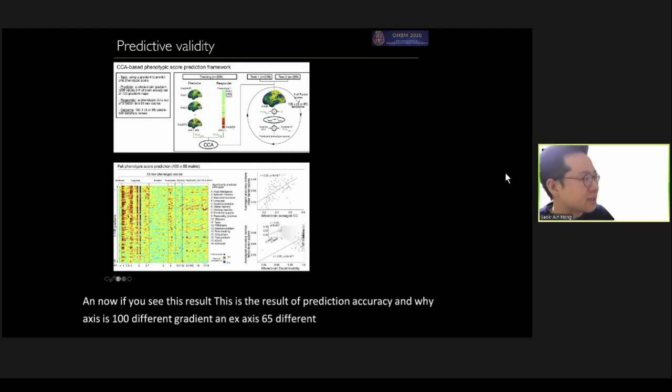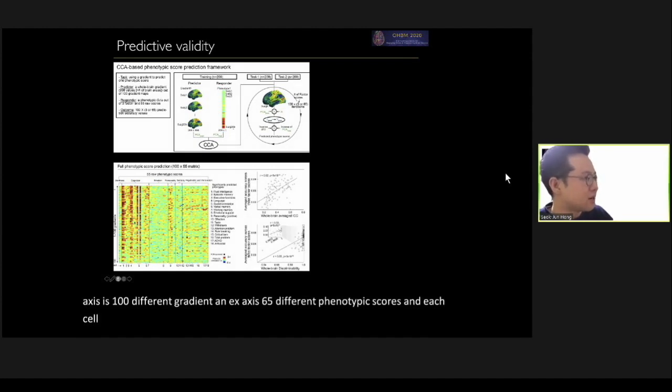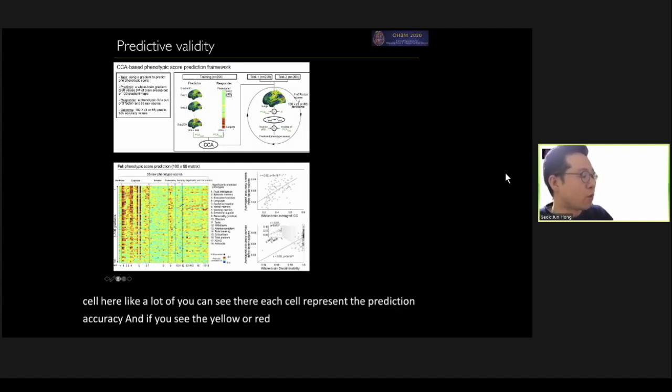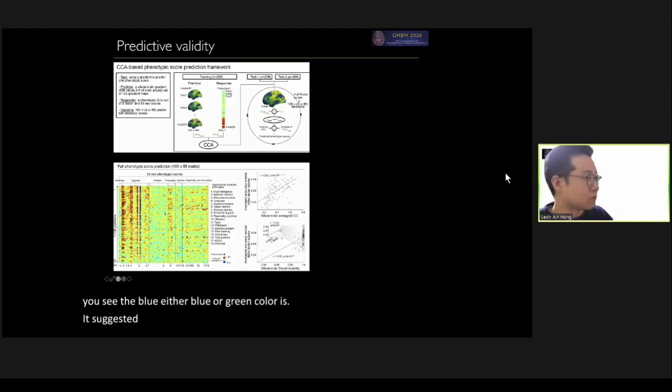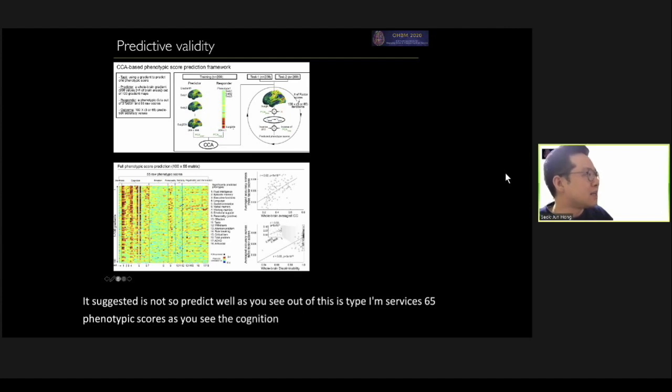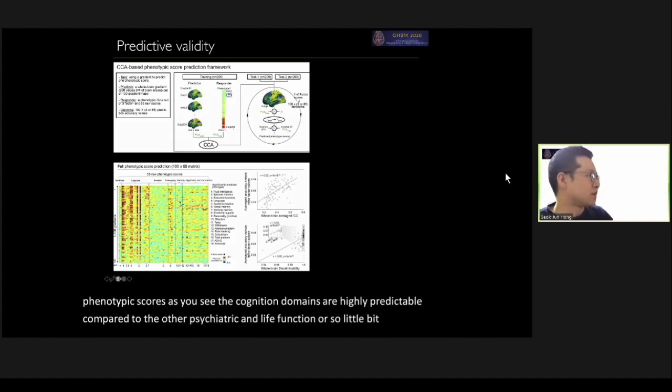And each cell here, like a lot of cells you can see there, represents the prediction accuracy. If you see the yellow or red color, it means they are all well predicted. If you see blue or green color, it suggests that it's not predicted so well. So as you see, out of this, typo, I'm sorry, 65 phenotypic scores. As you see, the cognition domains are highly predictable compared to the others. Psychiatric and life function are also a little bit predicted, but not emotion and sensory.